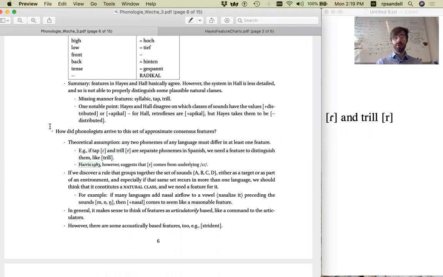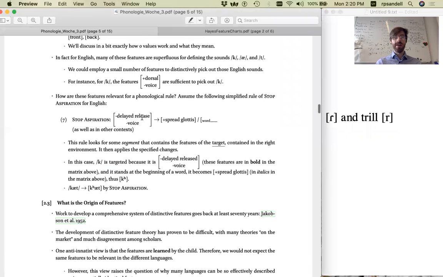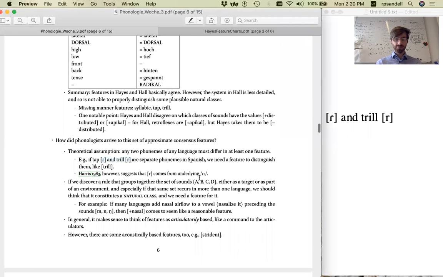And looking across the phonological systems of the world's languages, if you find a rule that groups together some set of sounds, either as the target of the rule, so on the left side of the rule, or as part of the environment for the rule on the right side of the phonological rule, and especially if we find those sounds recurring in multiple different processes across multiple languages, then we have good empirical evidence that those sounds constitute a natural class, and we would want to find some feature to describe it.